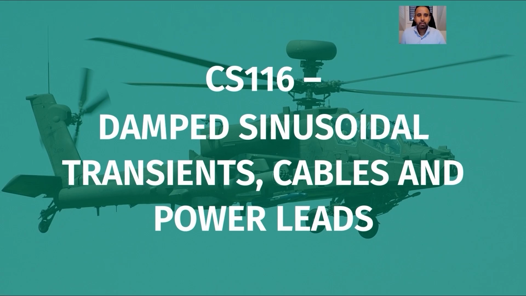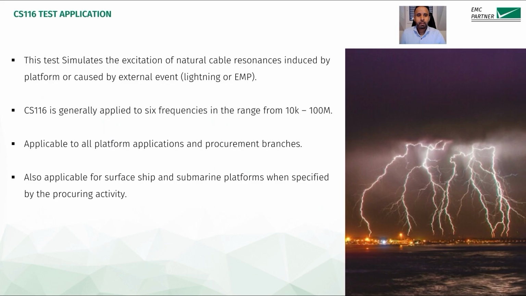So moving now to the CS116 test, damped sine wave on cables and power leads. The CS116 test simulates cable resonances induced by the platform where the equipment is installed, or also caused by an external event like a lightning strike on the installation platform, for example. The test is generally applied at 6 frequencies in the range between 10 kHz and 100 MHz, and the test is, like the CS115, applicable to almost all military platforms, systems or subsystems.